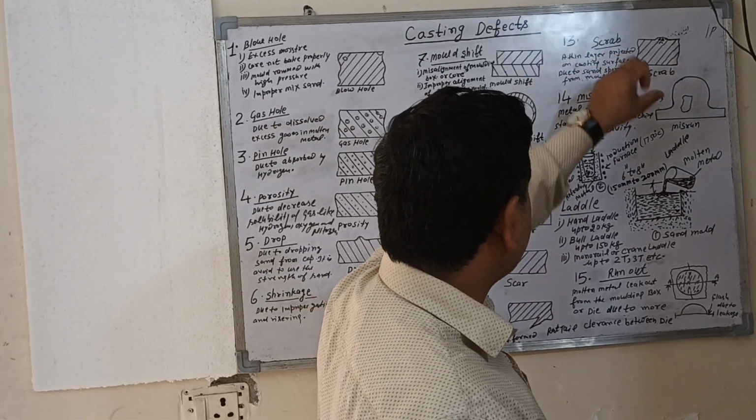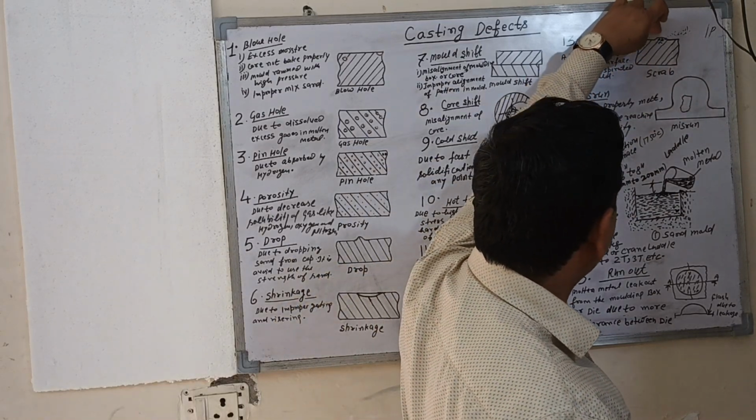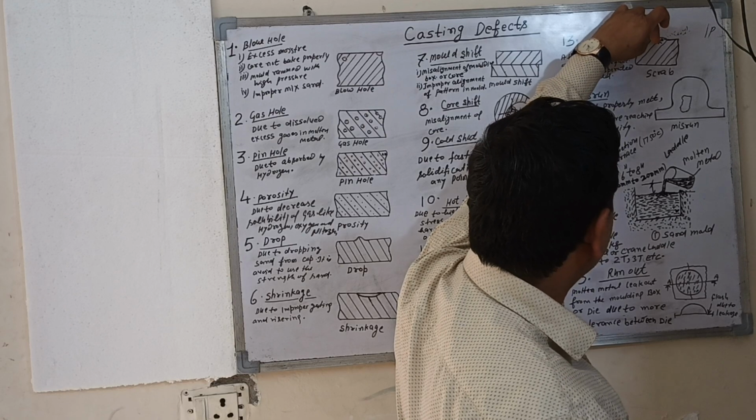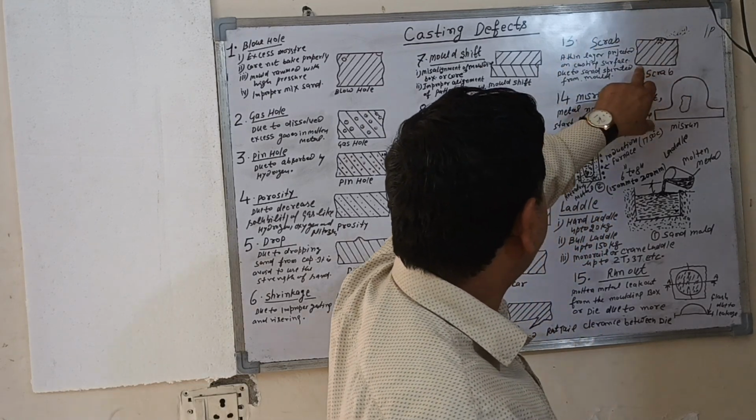Number 13 is scrap. Scrap means a thin layer is also projected on the surface. On the inner side, some portion is cracked. This type of defect is called the scrap.